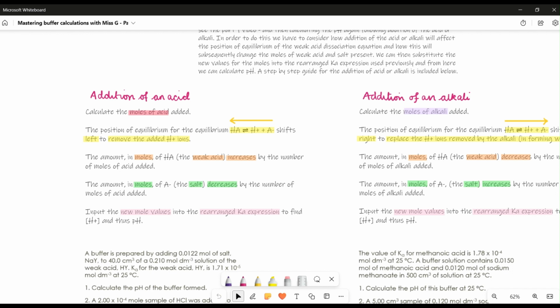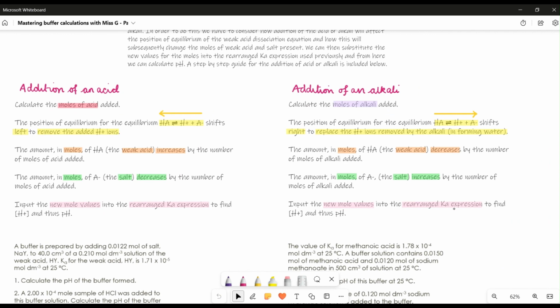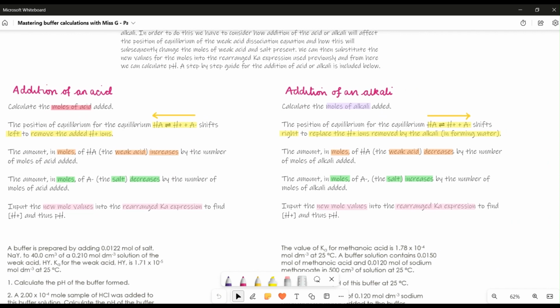Now we're thinking about the exact same things when we are adding an alkali, but when we add an alkali, the position of equilibrium is going to shift the other way. So the first step is the same. We first of all need to calculate the moles of alkali that we are adding, which again, it may be given as moles already, or it may be that it's given as concentration and volume.